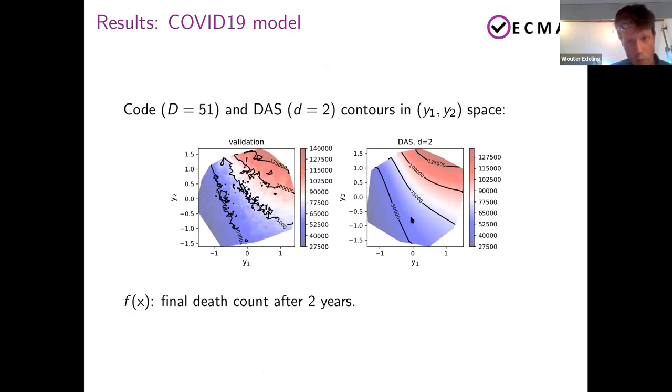And I can again compare the response surface in this 2-dimensional space. So this is my 2-dimensional surrogate. That's the actual data, the 51-dimensional data plotted on this 2-dimensional space, and you can see it matches up pretty well, despite having some noise in the data here.